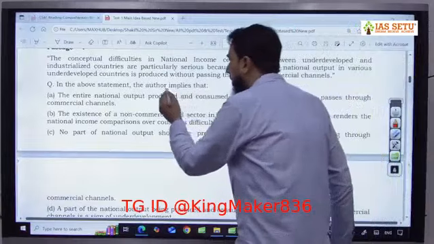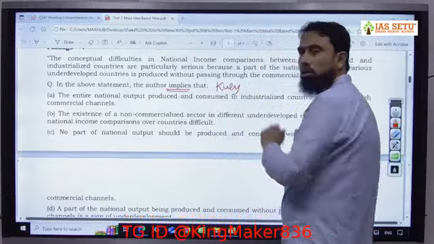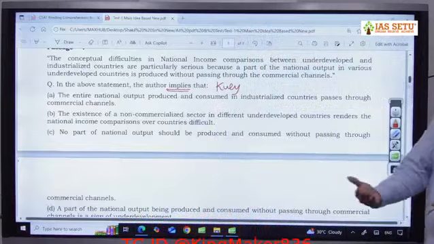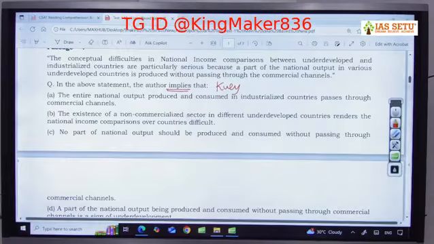The author implies that. The keyword is implies. Everybody knows what he tends to say, right? So you will not miss his point here. Please read and choose the correct option.